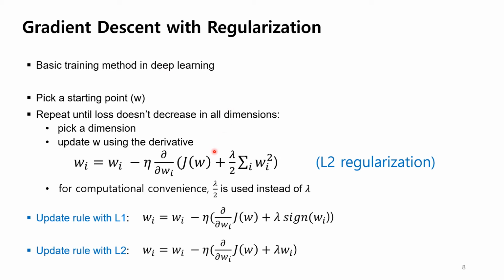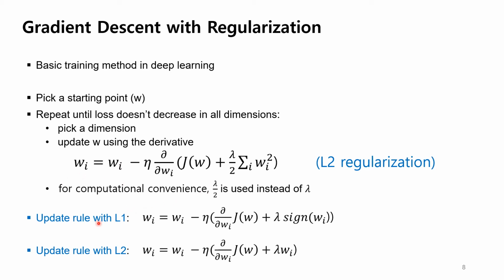Because the error function is changed, you change the derivative of this part, right? So that's the only change between ordinary gradient descent and gradient descent with a regularization term. In the case of L2 regularization, you have to take the derivative of these things. Without this, this is the ordinary gradient descent method, this error function, right? And if you use L2, the error function is defined like this, right? So you take the derivative of this part. That's the only difference, and the rest is exactly the same. You keep updating the weight using this formula.